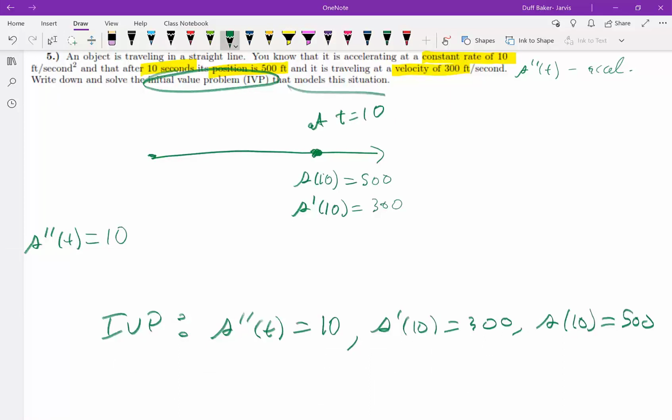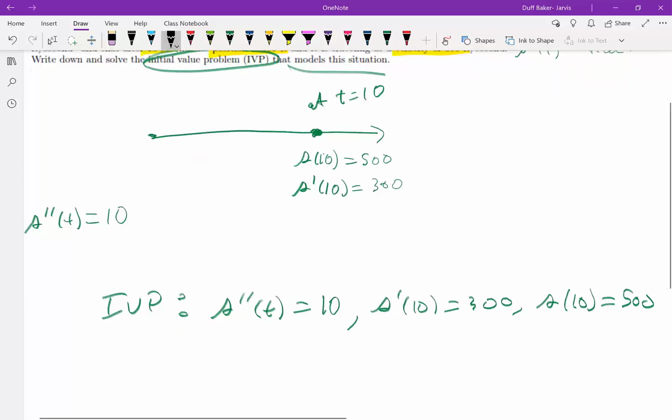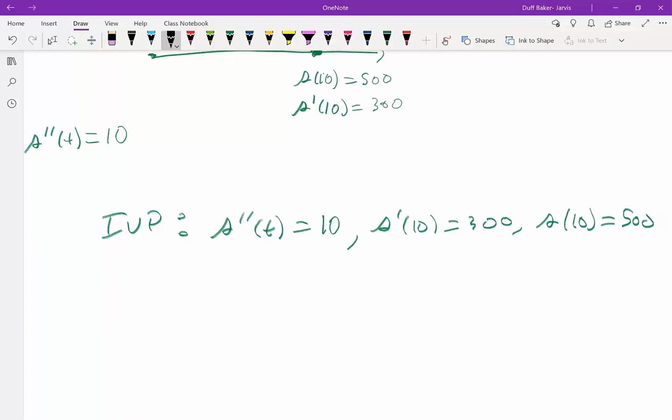And then we just solve it like before. So to solve it, you would take the antiderivative. So S prime would be 10t plus some constant. Find the most general antiderivative. And now we know something about the derivative, so we can use that immediately. This is a little bit different than the other one we did, right? The other one we weren't given information about the derivative.